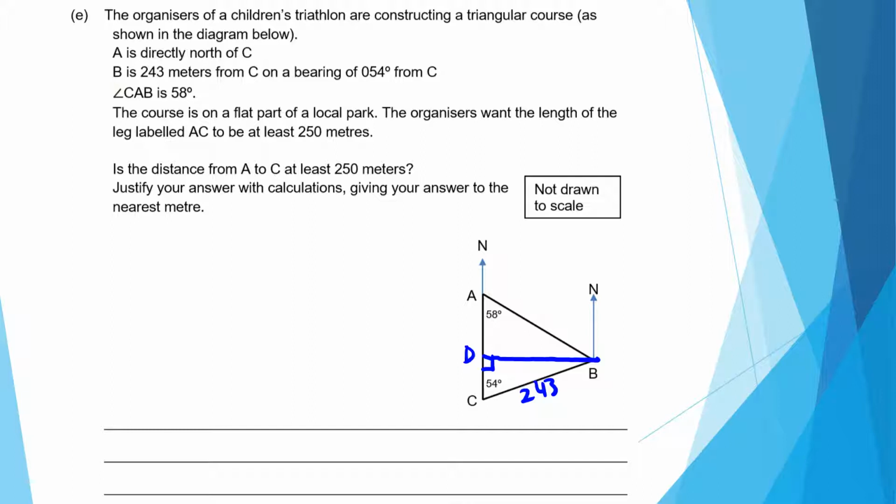And the organisers want the length of the leg labelled AC, so from here down to there, to be at least 250 meters. So if we work in triangle BCD, we've got 243 meters and 54 degrees. Let's label the sides so we can use some trigonometry: opposite, adjacent, hypotenuse.